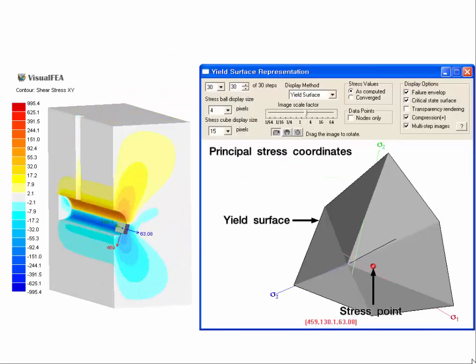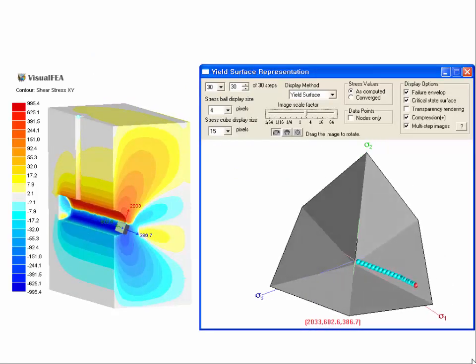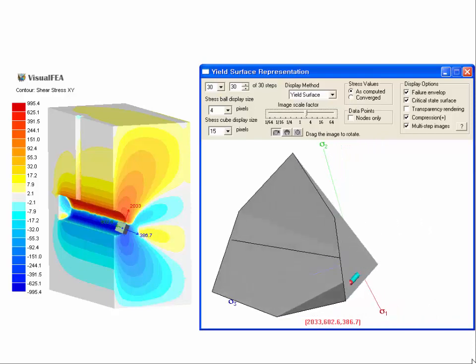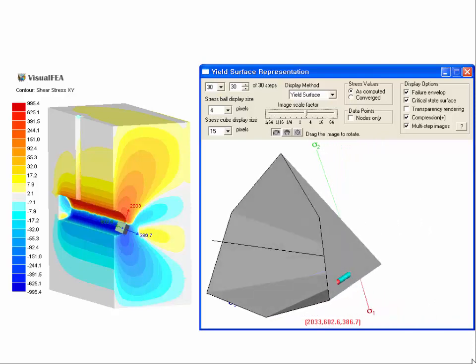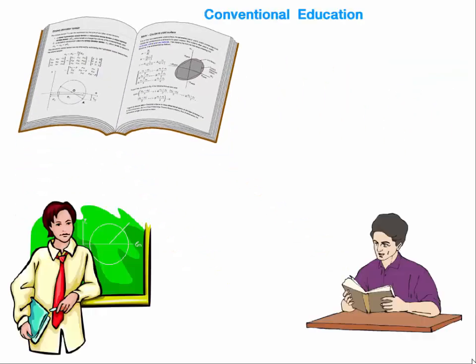VisualFEA is a finite element analysis program with a special feature of computer-aided education. This presentation introduces a new paradigm of teaching and learning structural mechanics and finite element method using VisualFEA. This introduction exemplifies only one topic from each of the two subjects, although the program covers a number of educational topics. Most textbooks of structural mechanics are full of equations, formulas, diagrams and example problems.